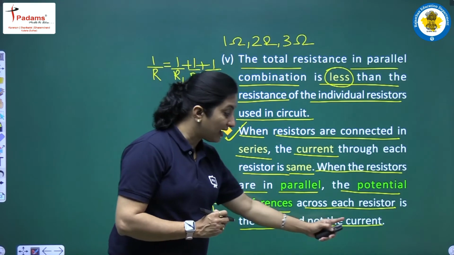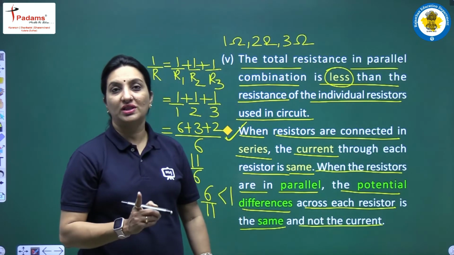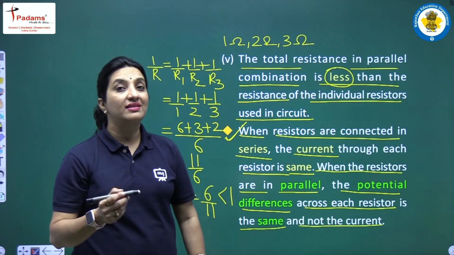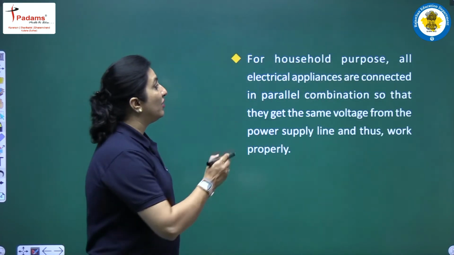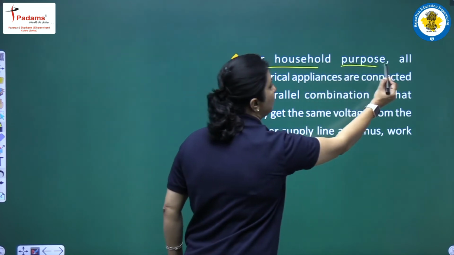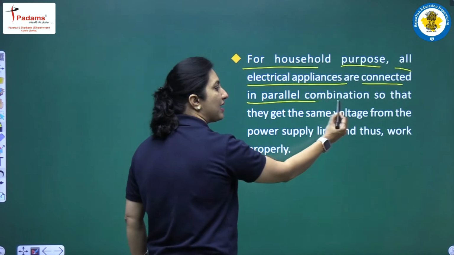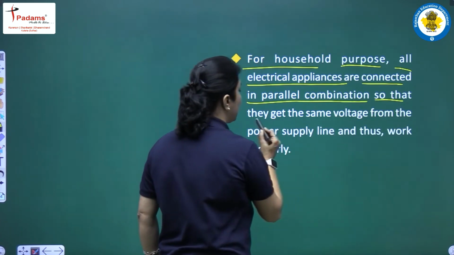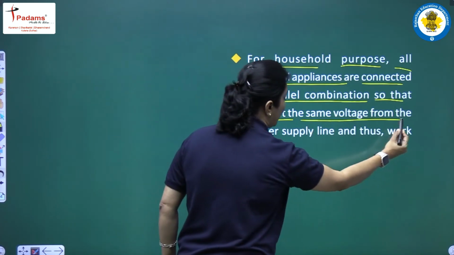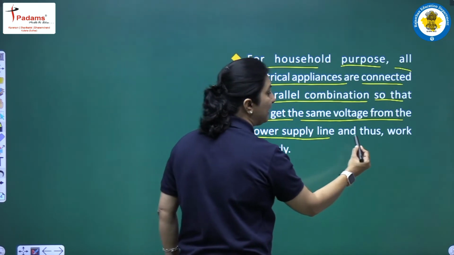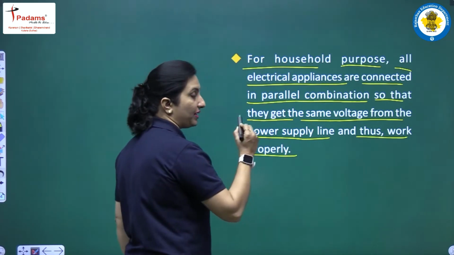पैरेलल के अंदर करंट सेम नहीं होता. करंट कितना होता है? सबके अंदर अलग अलग होता है. For household purposes, all electrical appliances are connected in parallel combination so that they get the same voltage from the power supply line and thus work properly.